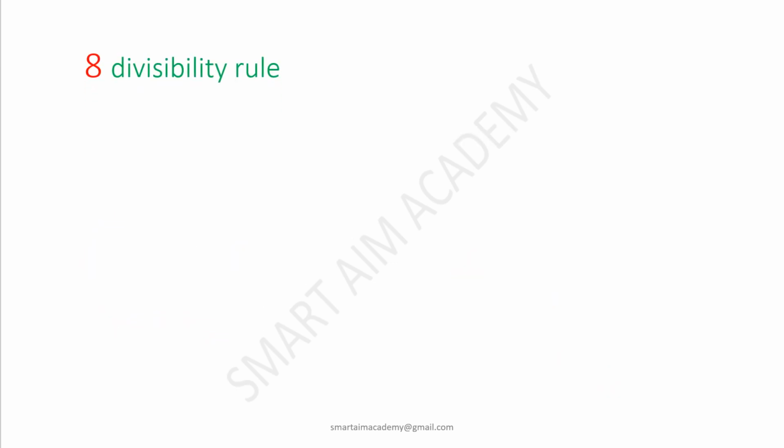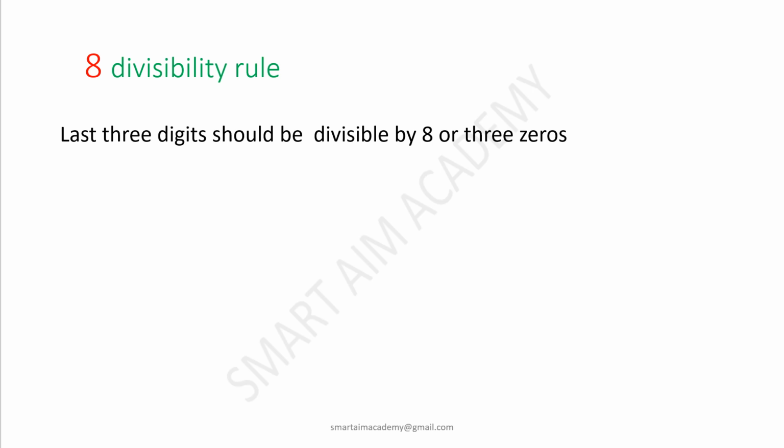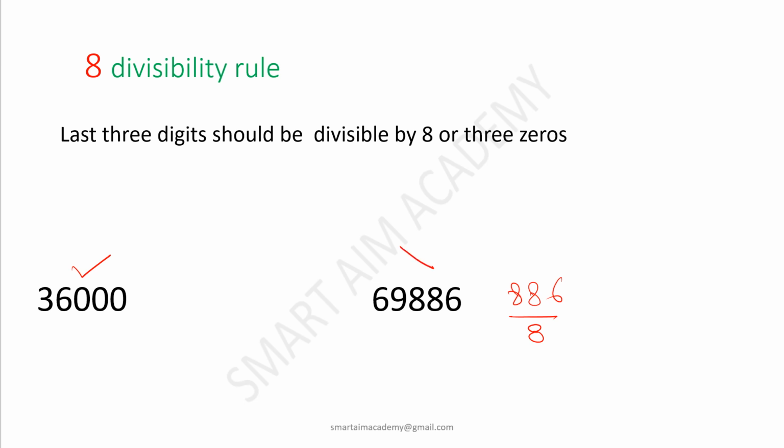Next one, the 8 divisibility rule. The last 3 digits should be divisible by 8, or be 3 zeros. Given 36,000, it has 3 zeros, so it is divisible by 8. Next one, 69,886. 886 is not divisible by 8, so the given number is not divisible by 8.